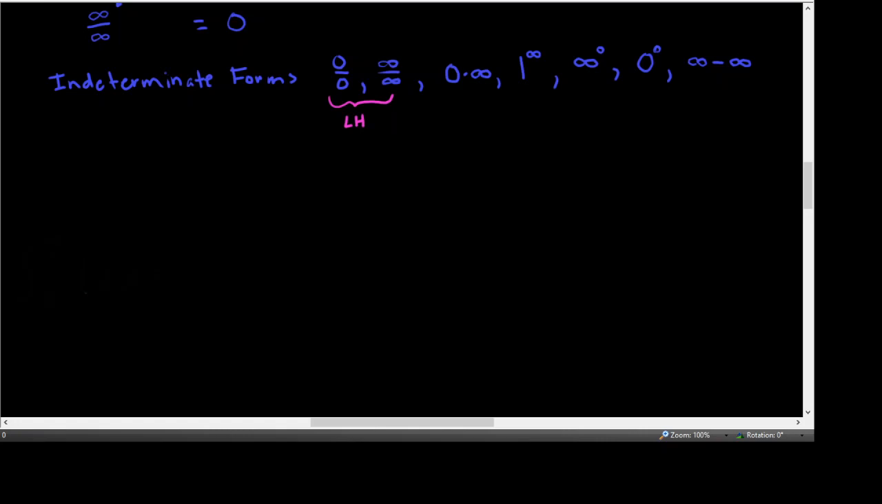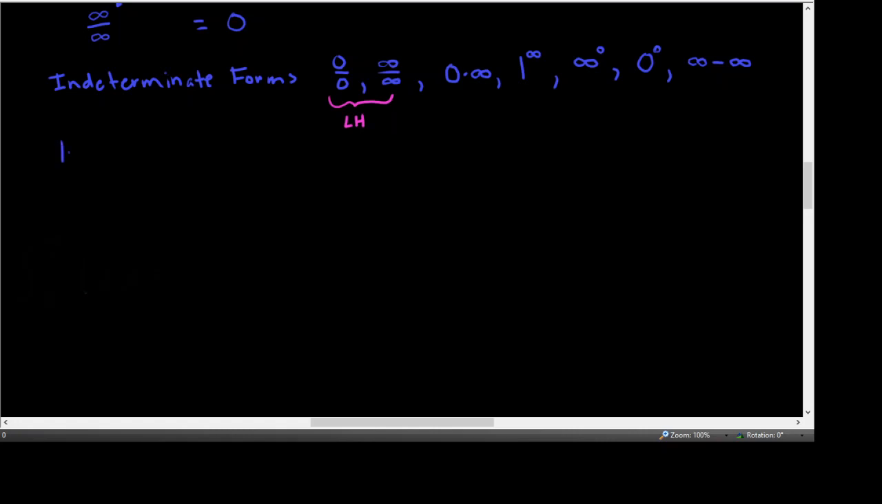So as I said earlier, our basic strategy will be to rewrite that indeterminate form, any of those 1, 2, 3, 4, or 5 other forms, into something that would become 0 over 0 or infinity over infinity, so that we can use L'Hopital's rule.